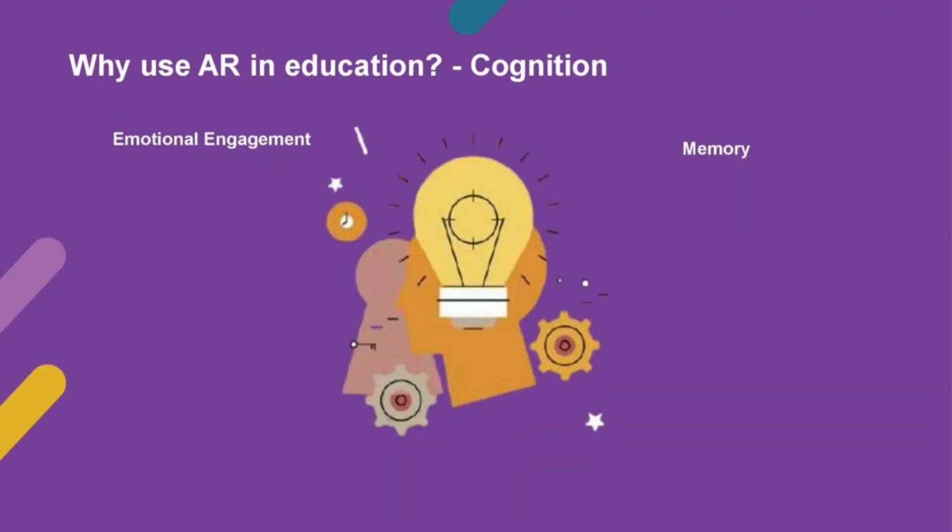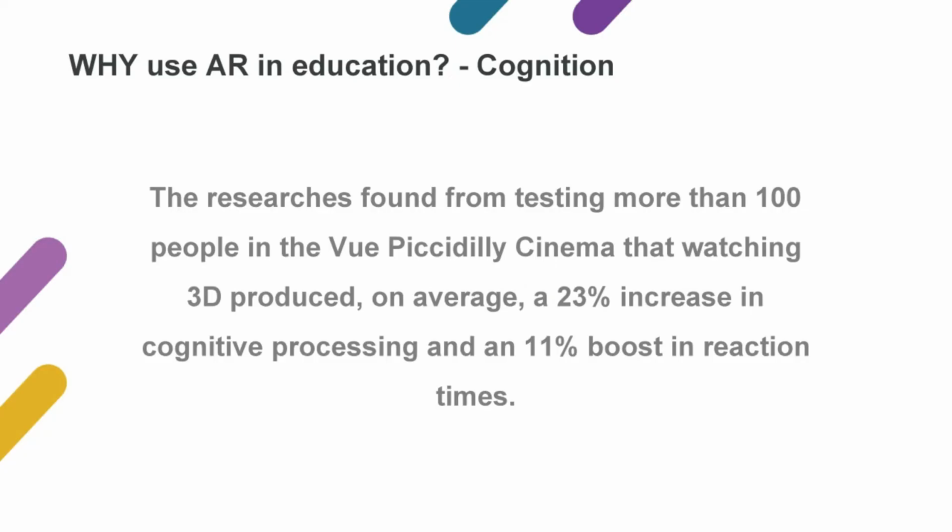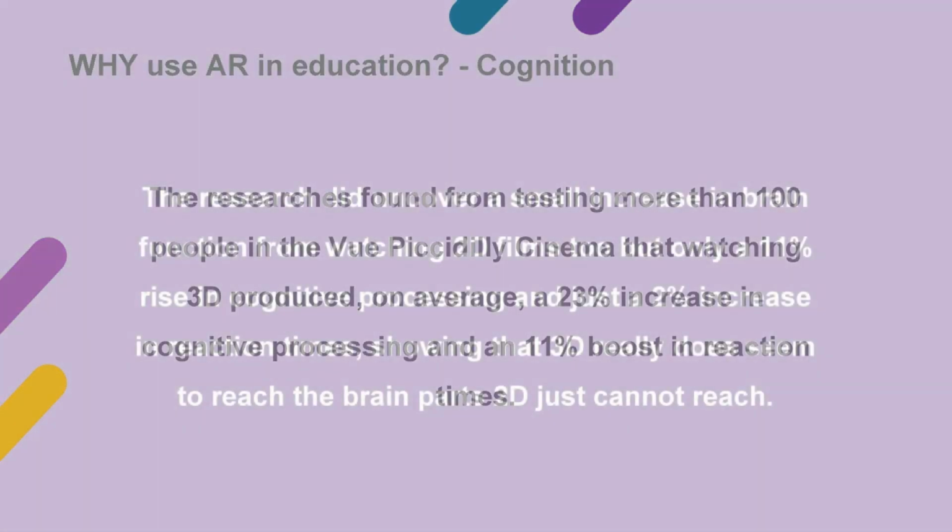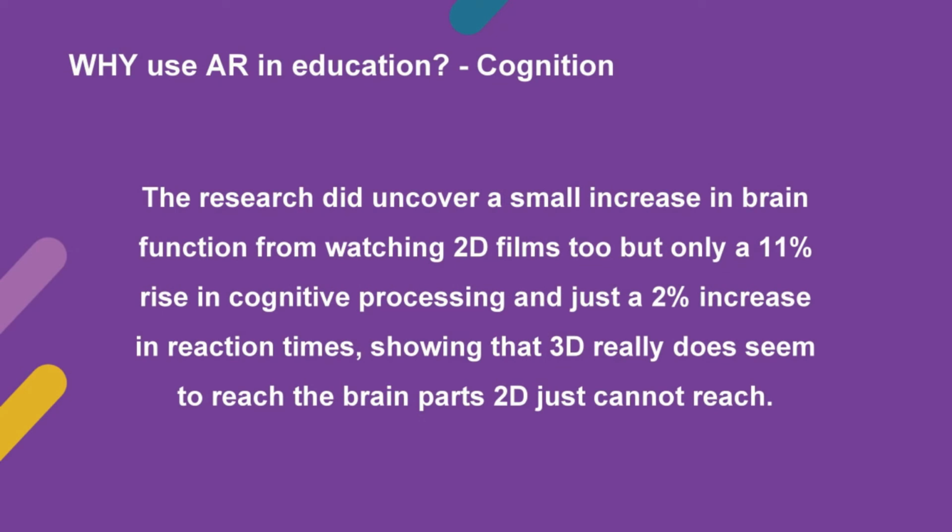Finally, we have the cognitive benefits. AR facilitates emotional engagement and improves memory. So this is just an example of research that has been conducted. It specifically relates to 3D modeling, and usually 3D models are strictly connected to AR because when the student scans with his or her phone, a 3D model appears. And so what it shows here is that the cognitive benefits that come with using 3D are much higher than the cognitive benefits that come with using 2D.